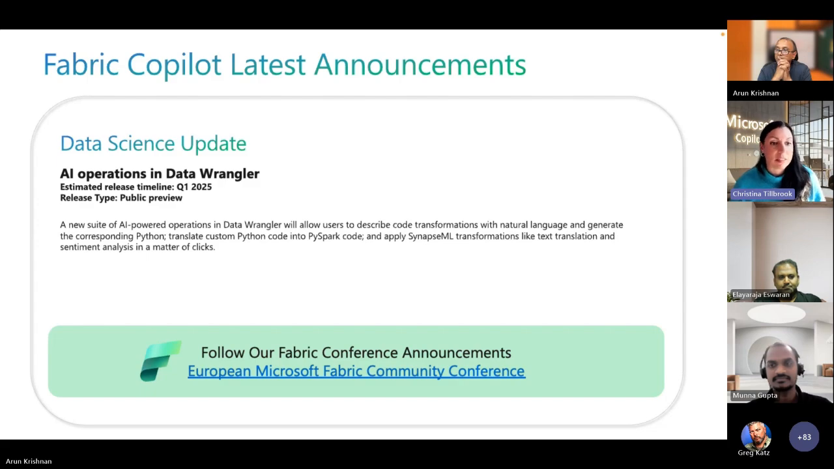If anyone's familiar with Data Wrangler, we're using this to describe code transformations. Obviously, the focus is on natural language, as with Fabric Copilot. And this is corresponding to Python, and we're doing some translations with custom Python code and PySpark code and Synapse ML transformations. So, in the spirit of AI, text translations and sentiment analysis are a big part of this. This is really what we're putting that big focus on for anyone that is familiar with that.